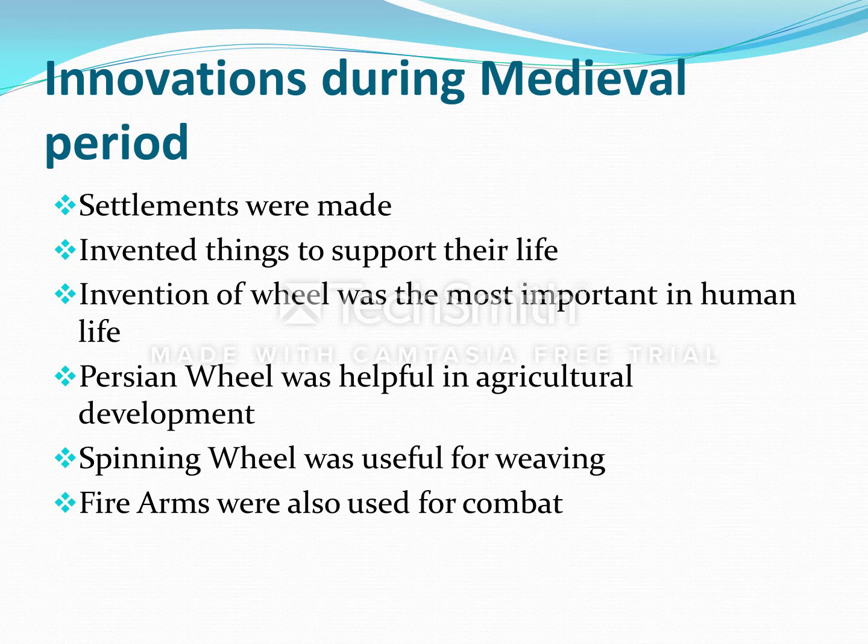The invention of the wheel was the basis for the development of human life. The wheel helped them to go from place to place. They invented the Persian wheel, which helped them to draw water for agriculture. Later, the spinning wheel was discovered, which helped them spin thread and was very useful for weaving. Firearms were used for combat, and people's life slowly experienced a change from the ancient to the medieval period.